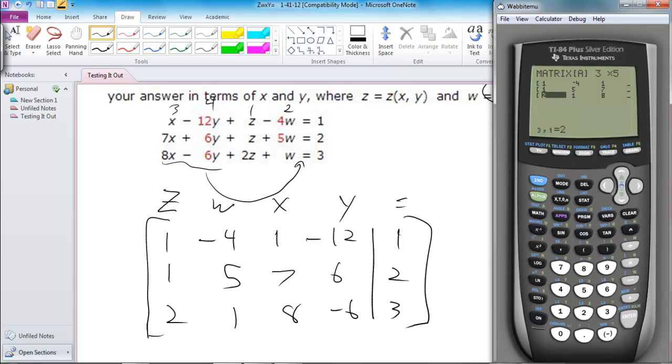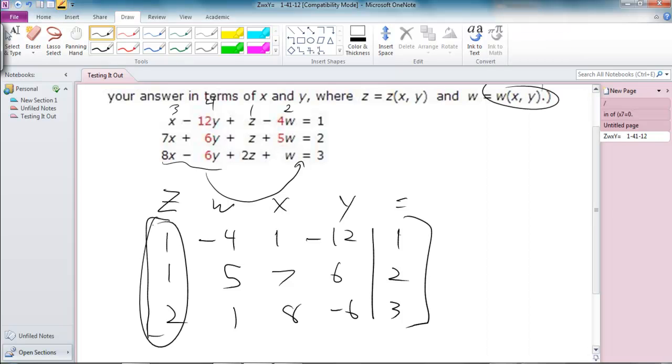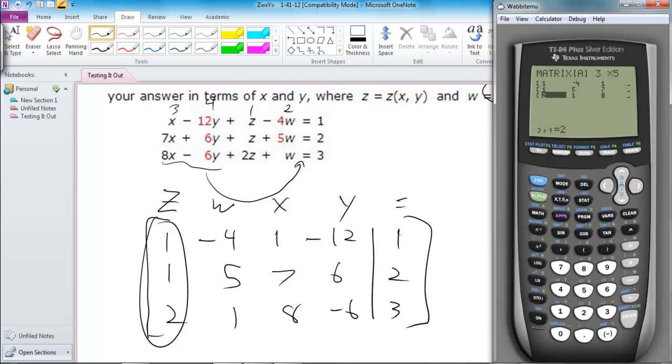Okay, so now we can verify we have all the right entries. My first column should be 1, 1, 2. So we'll double check that. Here we go, 1, 1, 2. -4, 5, 1. 1, 7, 8. Okay, now I'm going to arrow over to see my other ones. -12, 6, -6, 1, 2, 3. Perfect. Now, I'm going to go ahead and quit out, go back to matrix.